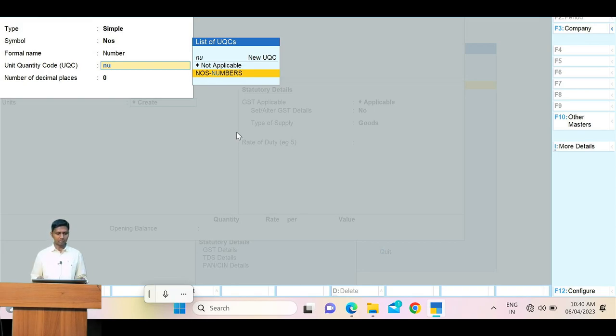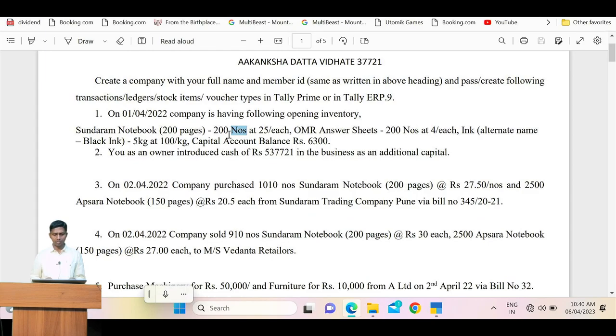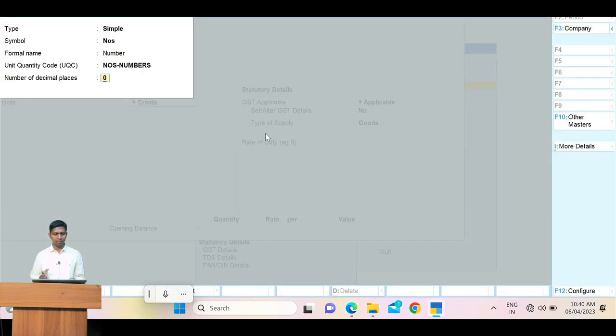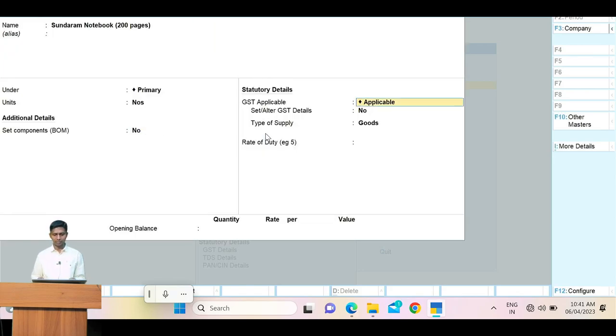Correct. And the unit quantity code is used in GST, very useful for the taxation part. But just select number, and then after that, decimal places. We do not purchase books in decimals, like half a book or one third of a book, that is not possible. Therefore, no decimal places, zero decimal places. And then whether to accept, everything is correct, accept it. Accept, enter. No need to provide statutory details, because next year we'll provide that rate.